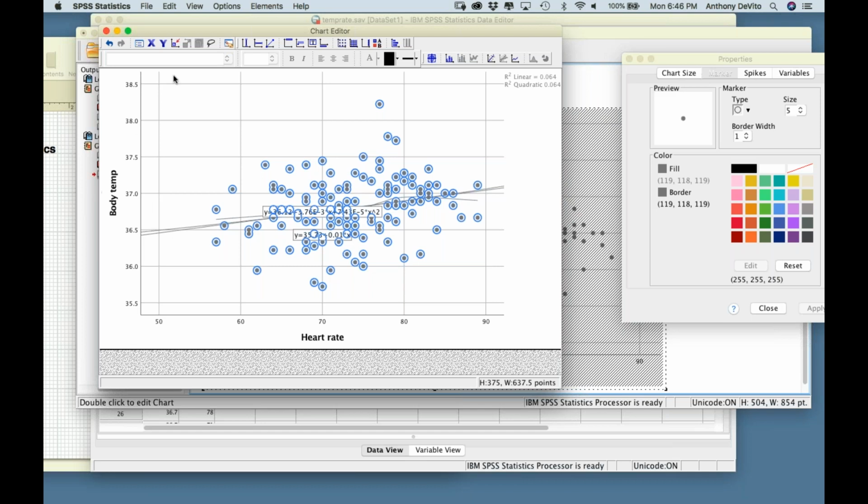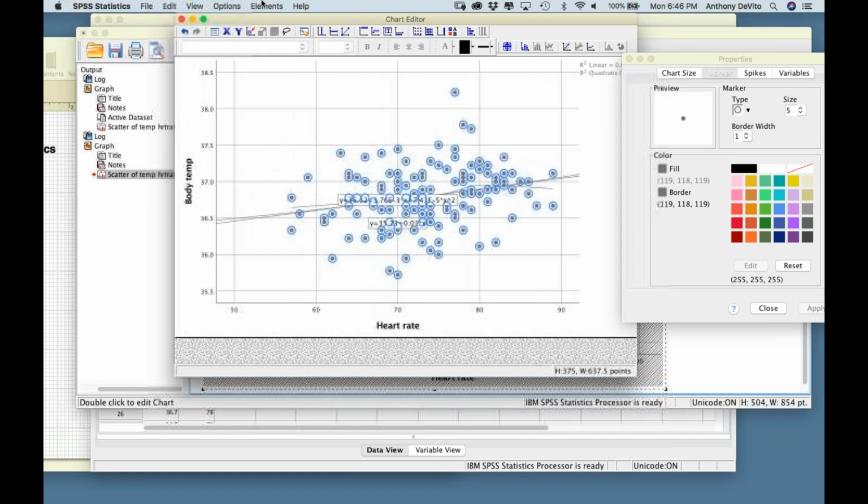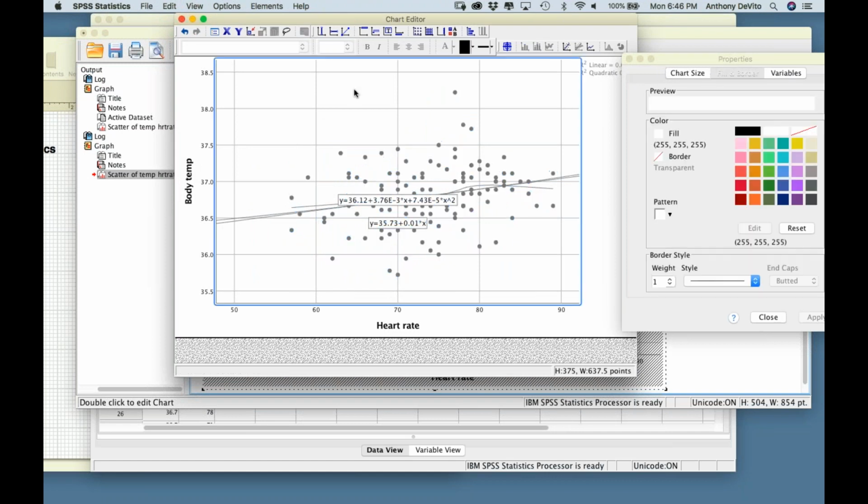I have a real graph then. Okay, so that's our correlation. So now I'm going to take this and try to quantify it. I'm going to quantify it by calculating the Pearson's correlation coefficient.